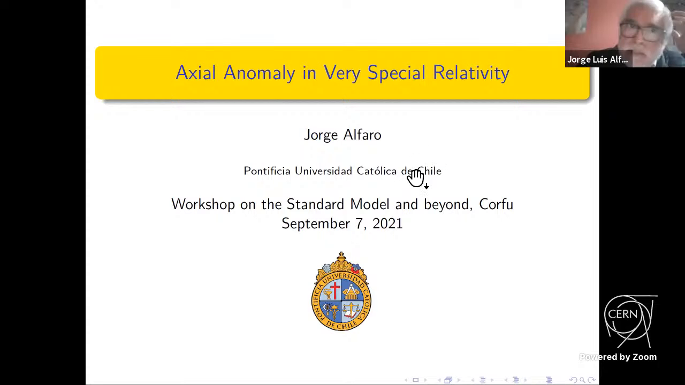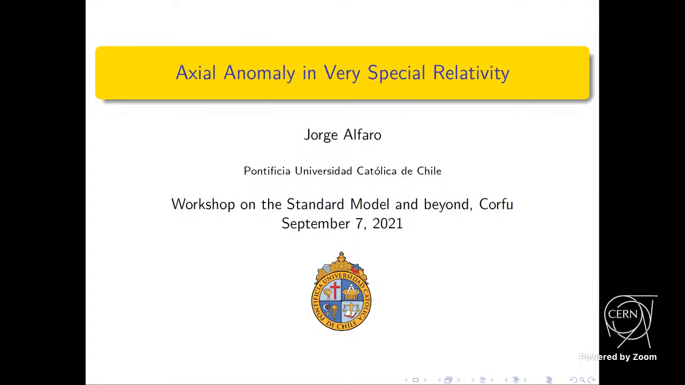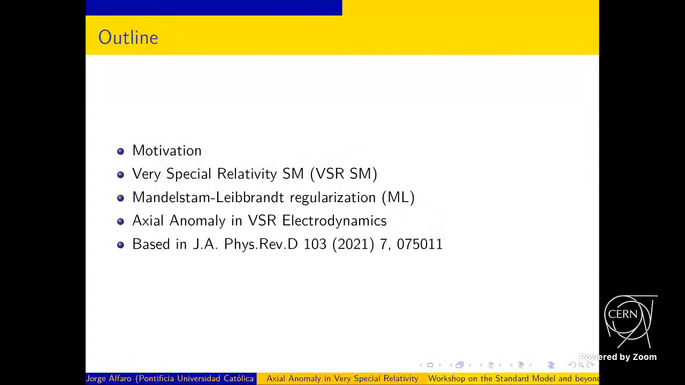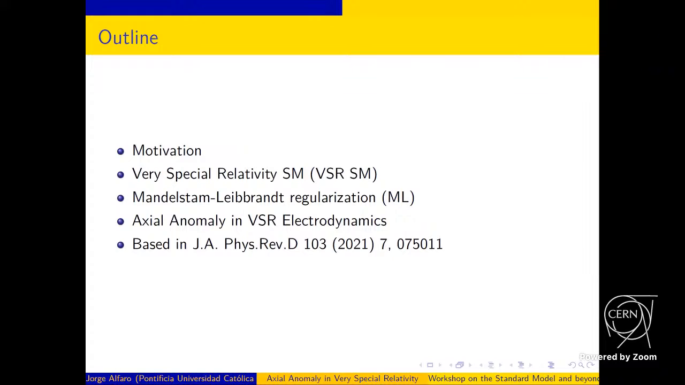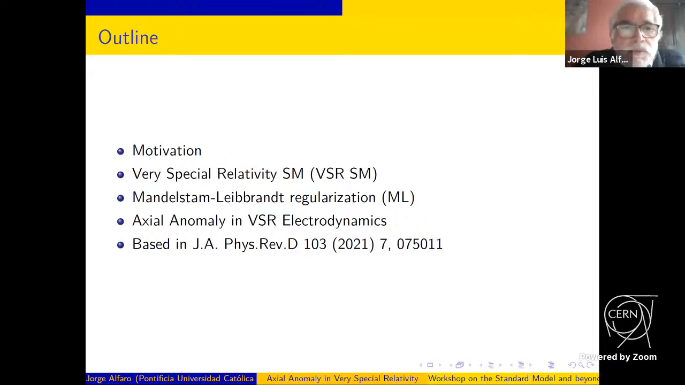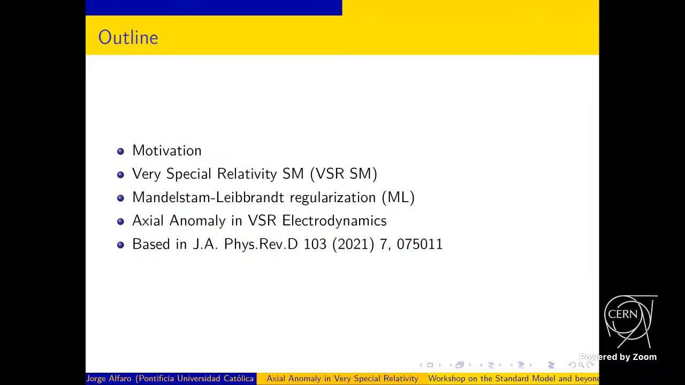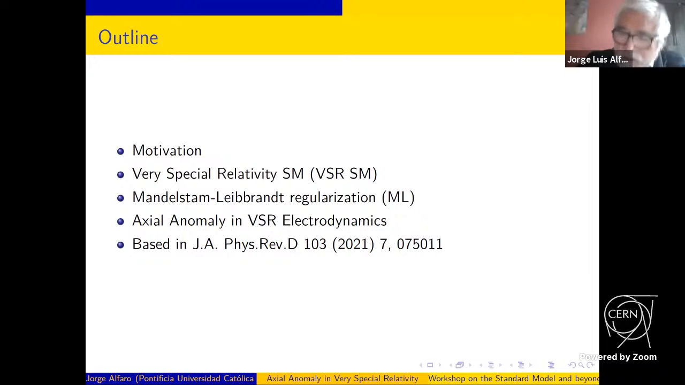So this will be my talk, the study of the axial anomaly in very special relativity. This is the summary of the talk. First the motivation. We will review the very special relativity standard model. We will also review a regularization in the infrared, called the Mandelstam-Leibbrandt regularization, which will be needed for the computation of the anomaly. And then we will go into the main part of the talk, the axial anomaly in very special relativity electrodynamics. This talk is based on this work published this year.